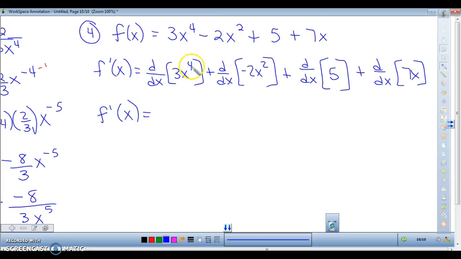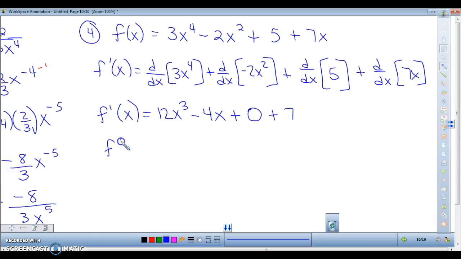So I am going to bring the 4 down in front, multiply it times the 3, and decrease this power by 1. Here I'm going to bring the 2 down in front, multiply it times this -2. Decrease that power by 1, I just get x to the first. Here, remember that the derivative of a constant is just 0. And here, remember that the derivative of a line is simply the slope, which makes sense because derivative means slope.